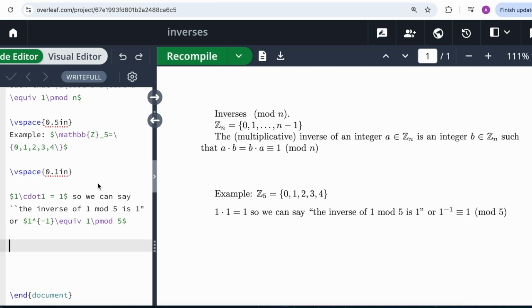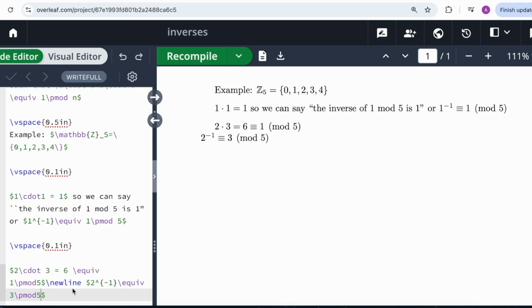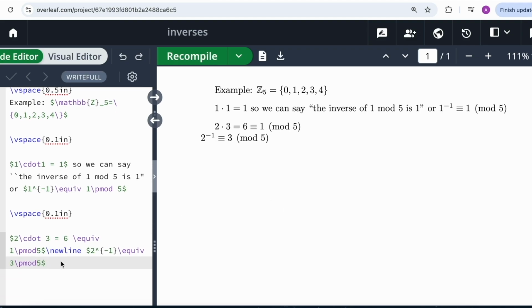And then if we look at 2, you can run through the different possibilities. 2 times 0 is 0. That's not going to be 1. 2 times 2 is 4. That's still not 1. 2 times 3 is 6, which is congruent to 1 mod 5. So we can say a number of different things. We can say the inverse of 2 mod 5 is 3. We can say the inverse of 3 mod 5 is 2, because they're inverses of each other. I'm just going to say 2 inverse is 3 mod 5. And of course, I can also say 3 inverse is 2 mod 5.